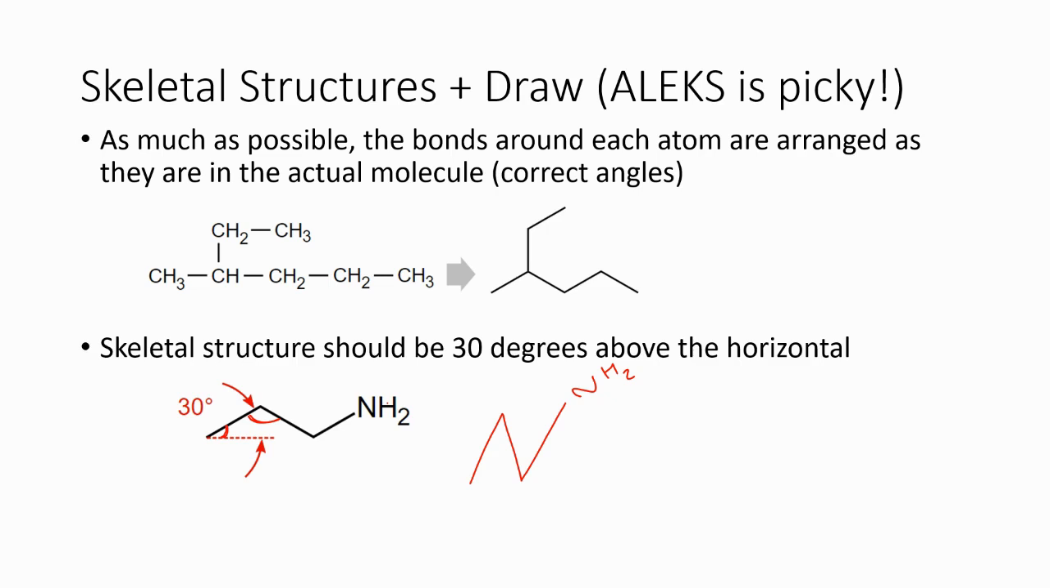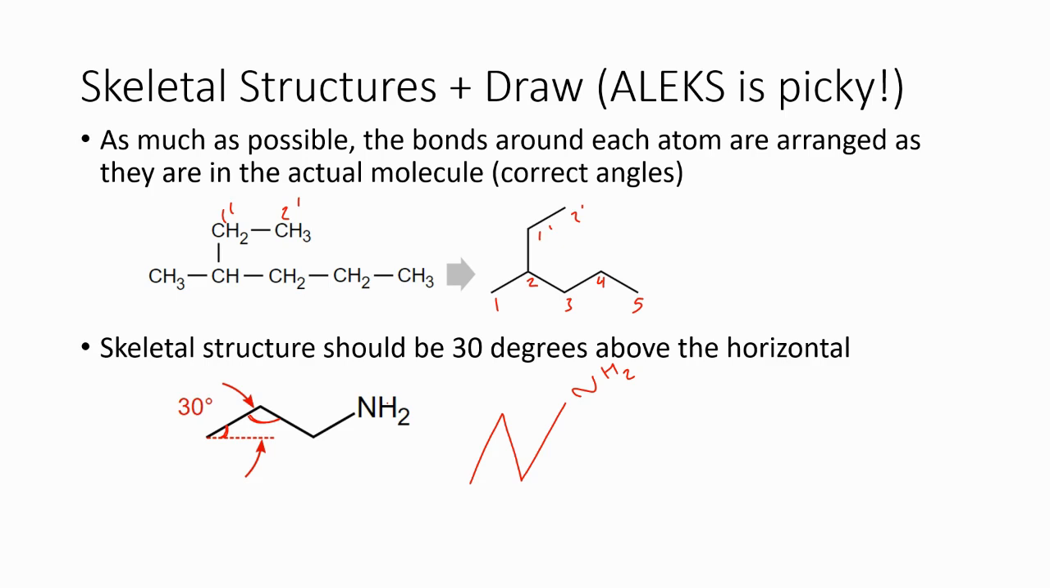The other thing ALEKS really likes is that if you have the condensed structure on this side, you should draw, as much as you can, the skeletal structure to look the same. So this one, we have 1, 2, 3, 4, 5 carbons, and then we have a branch, 2 carbons coming off. We'll call this one N2. So we want to show it's pretty similar. Does that make sense? Okay.